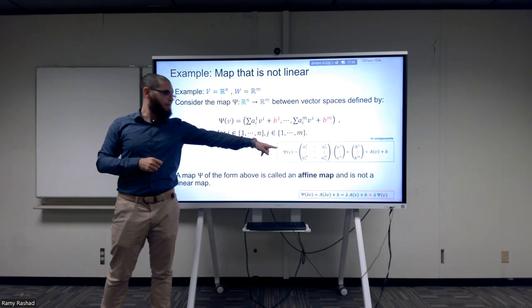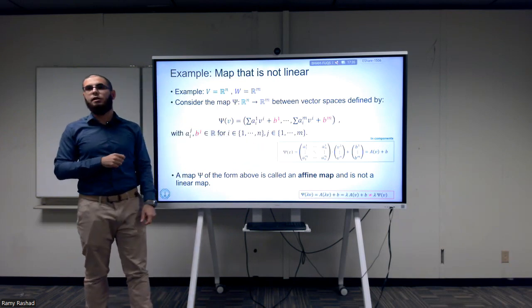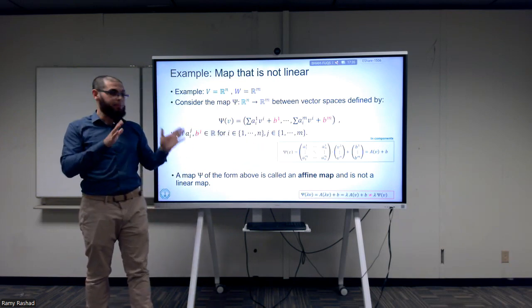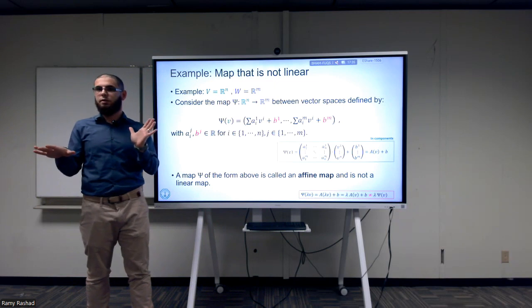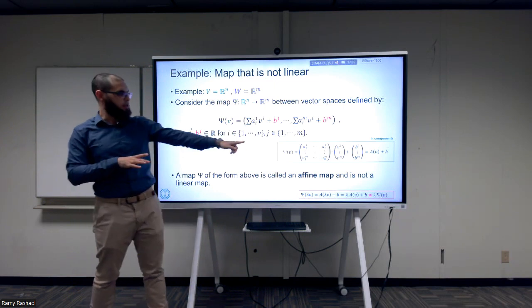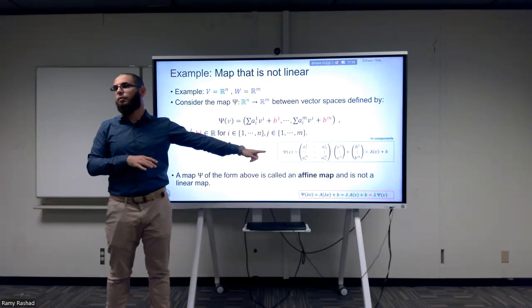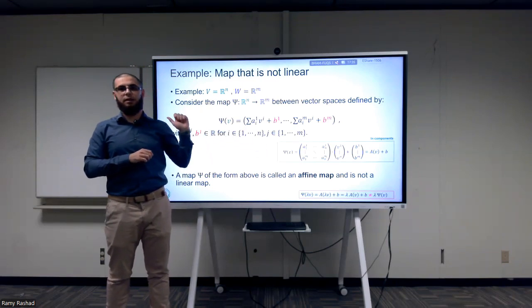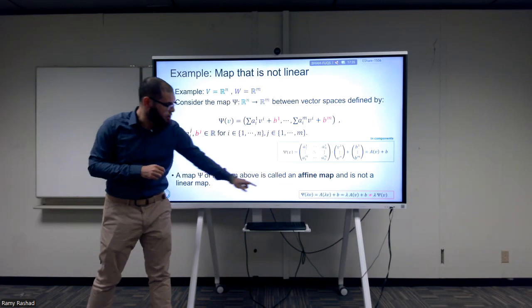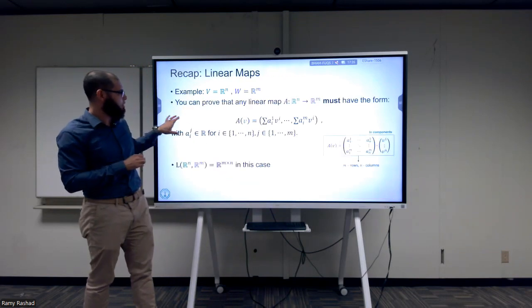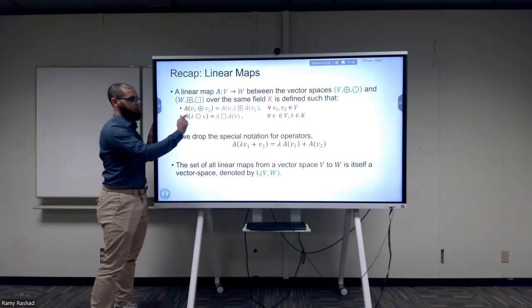So this kind of map is not linear. It's a map between Rn and Rm, but it's not linear. This is a type of map that's known as an affine map. The reason it's not linear is that it does not satisfy this condition. I'm going to go back to show you the condition first. So you see this condition.